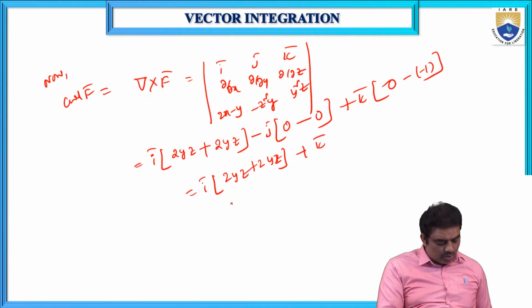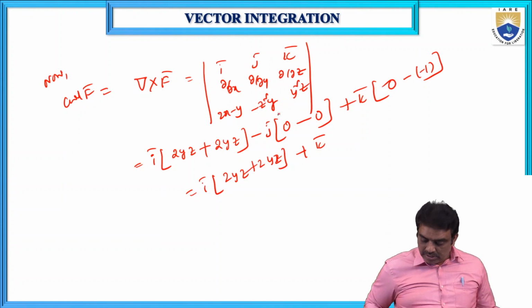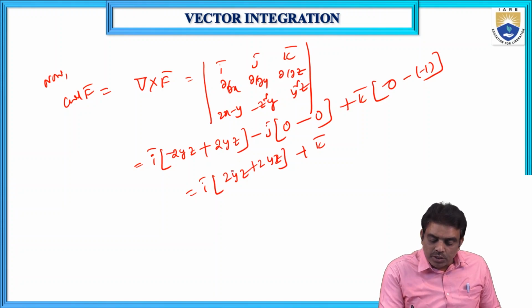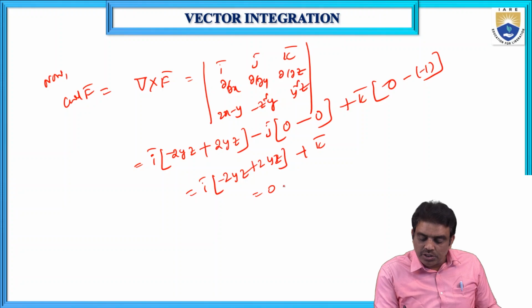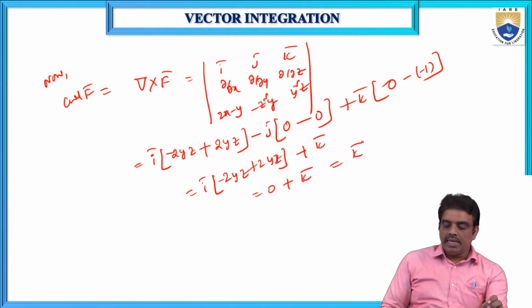I'll check it out, 2x minus y, what is the value? 2x minus y value minus z square y minus y square z. So i bar into minus, i bar into, so this I will check it once, minus. So this value becomes minus 2yz, this is minus 2yz, this is 0 plus k bar. So this curl f bar is equal to k bar.